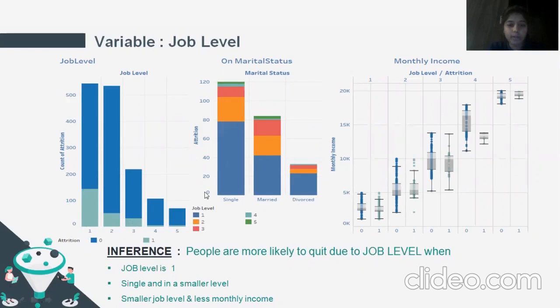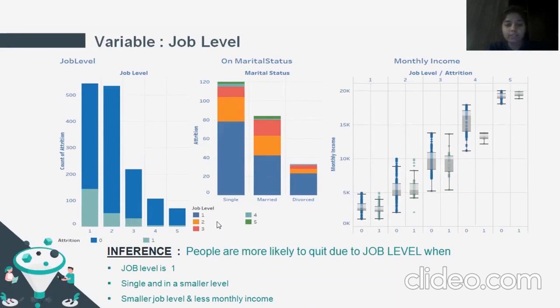When we look into the marital status, under each status, job level 1 has the highest contribution towards attrition when compared to other levels. This can be explained with the help of monthly income. People who receive lower monthly income tend to leave the organization when compared to the people who are working in the organization. So from all these inferences, we can conclude that people at the lower job level are likely to leave the organization.